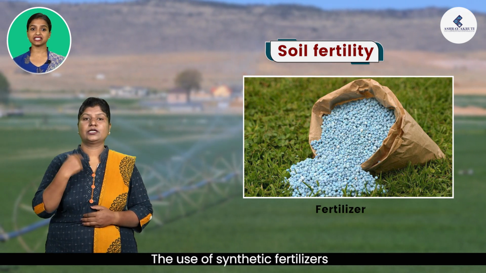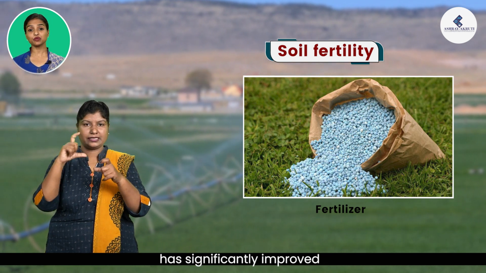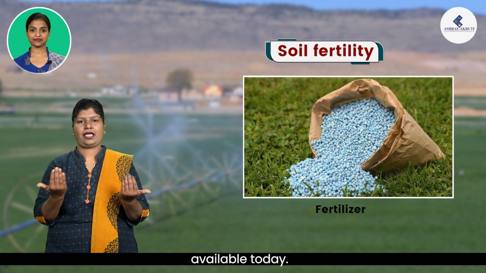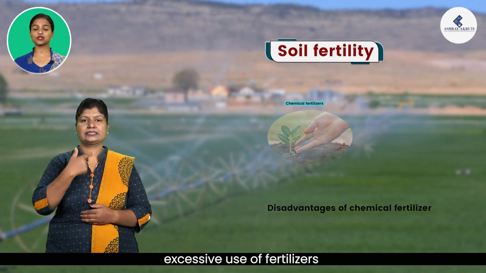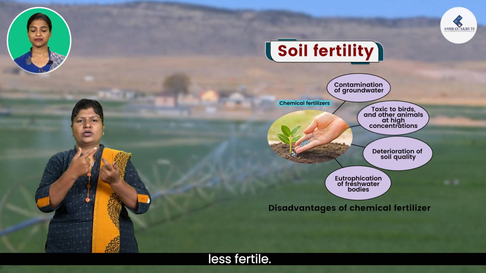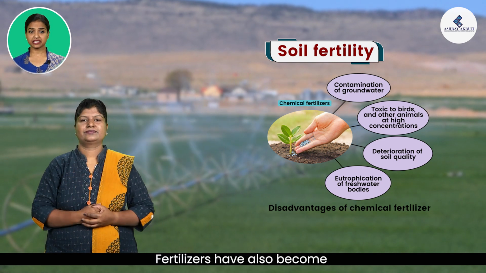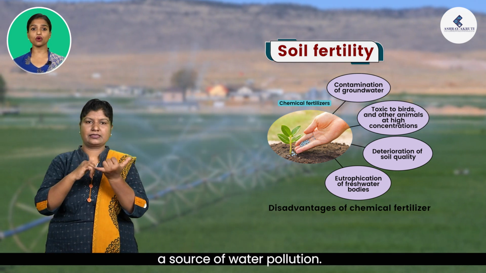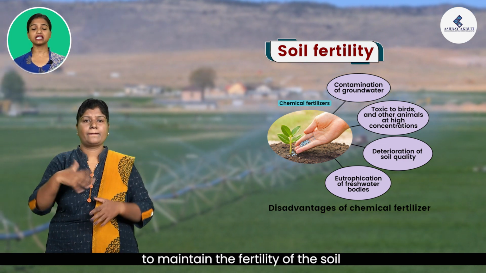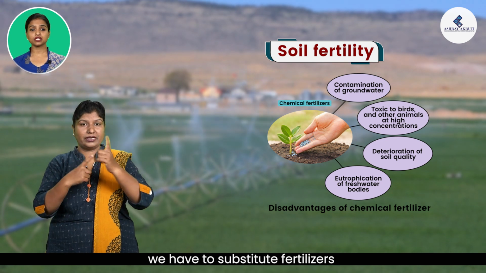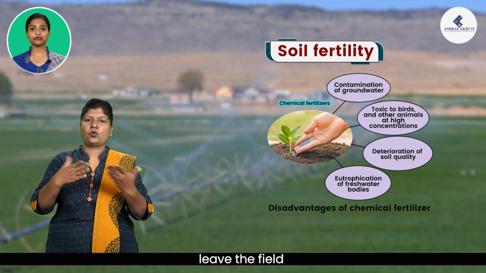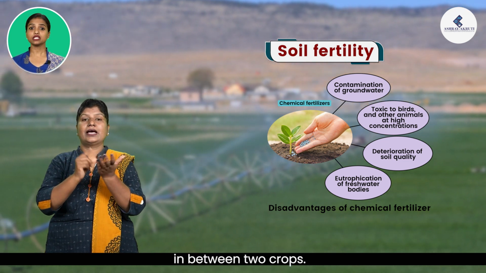The use of synthetic fertilizers has significantly improved the quantity of food available today. But excessive use of fertilizers has made the soil less fertile. Fertilizers have also become a source of water pollution. Therefore, to maintain the fertility of the soil, we have to substitute fertilizers with organic manure or leave the field uncultivated in between two crops.